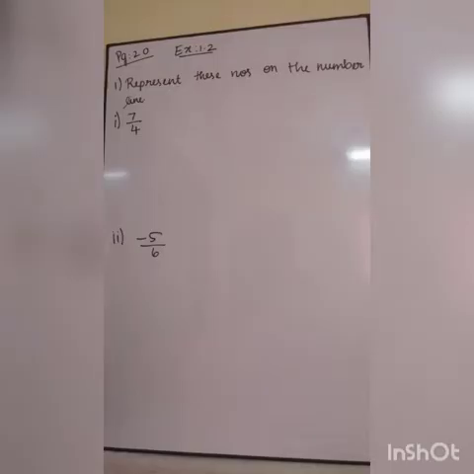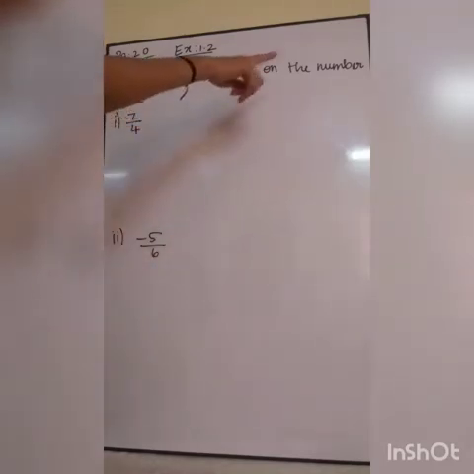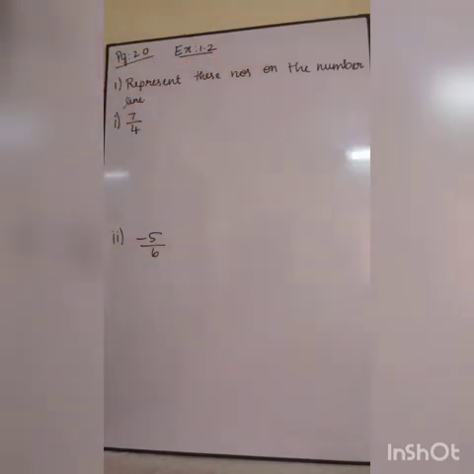Okay children? Today we are going to start with exercise 1.2. You can take page number 20 for referring to the questions. In that, the first problem says represent these numbers on the number line. So what we have to do? We have to represent the numbers on a number line. We have discussed example problems, right? That also is based upon this concept. So here we are going to represent this rational number on a number line.